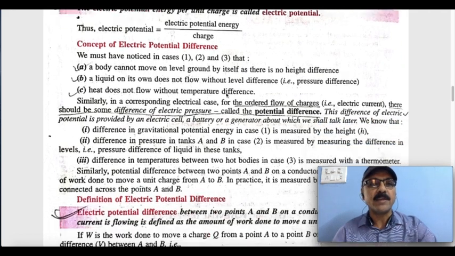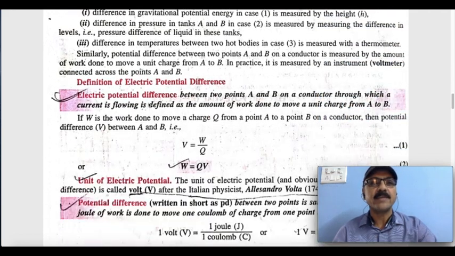Similarly, the potential difference between 2 points A and B on a conductor through which a current is flowing is defined as the amount of work done to move a unit charge from A to B, where the charge is placed in the electric field.